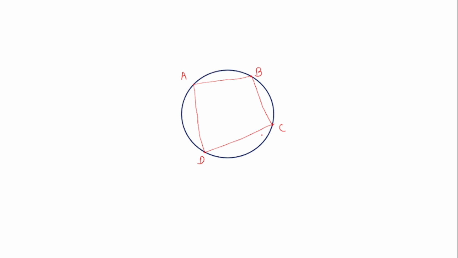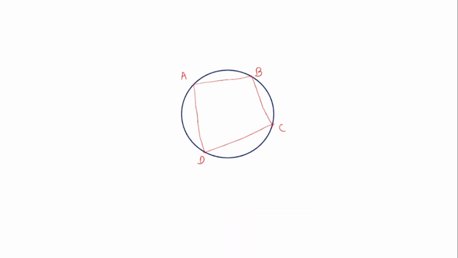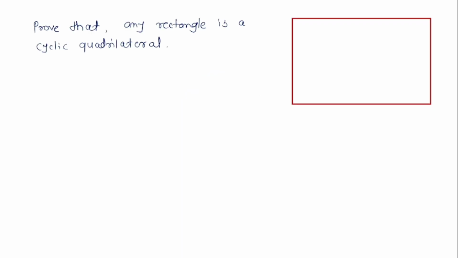So for this quadrilateral ABCD, all 4 vertices are on the circle. That's why in this case we say that quadrilateral ABCD is a cyclic quadrilateral. So we can define a cyclic quadrilateral as: if for any quadrilateral all the 4 vertices are on the circle, then it is a cyclic quadrilateral. Now we'll move to our question.